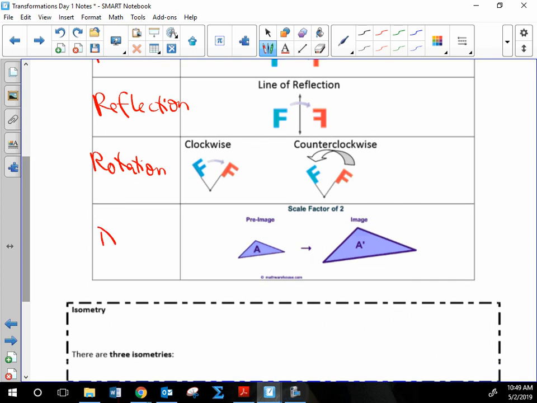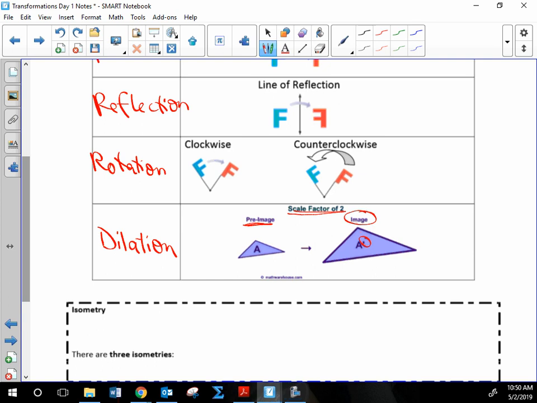Dilation. Dilation is where we have a change in size. Notice my pre-image, the starting one, and then my image is the final one with the prime. From my pre-image to my image, it got twice as large, so the scale factor is 2.